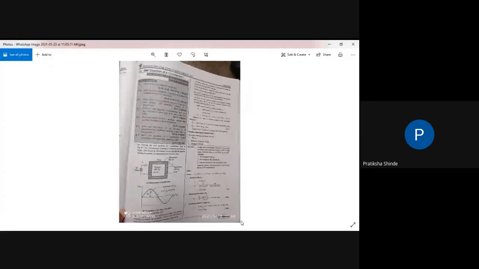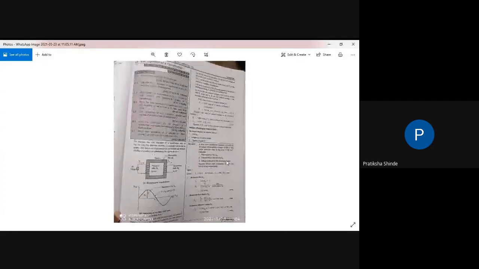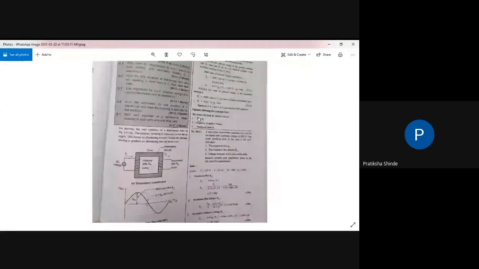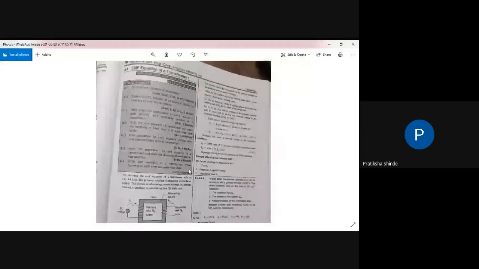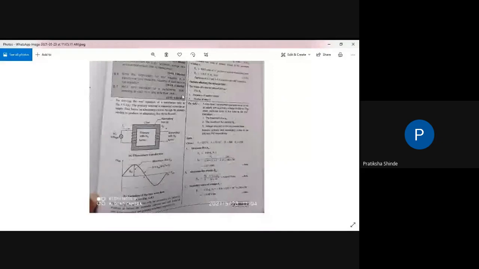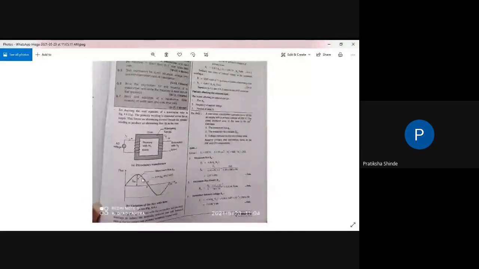EMF equation of the transformer. What is the EMF equation? Start with the construction again. Generally, there is a rectangular core. On that core you have placed the winding. The primary winding is here, whereas the secondary winding has a different number of turns: the primary winding has N1 turns, and the secondary has N2 turns.